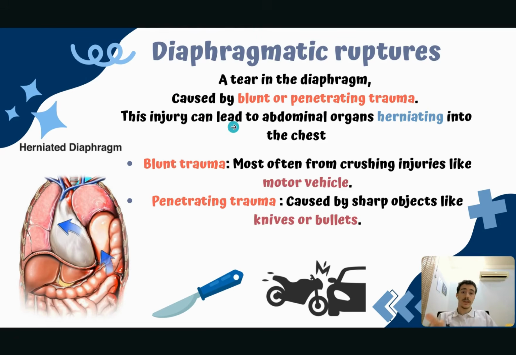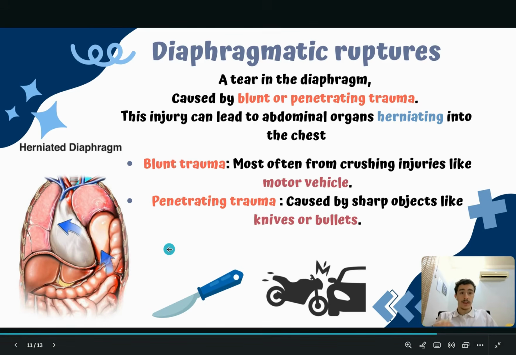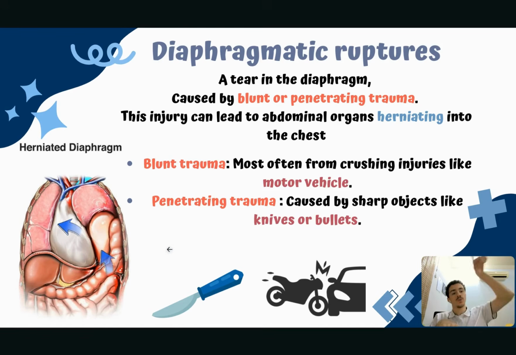This injury can lead to the abdominal organs, the organs that are in the abdomen, herniating, going to the other side, or going up to the chest. As you can see here, this is the stomach, an abdominal organ. The diaphragm got ruptured, so the stomach is going up near the heart and the lungs. So this is an abnormal case. This is the herniated diaphragm.